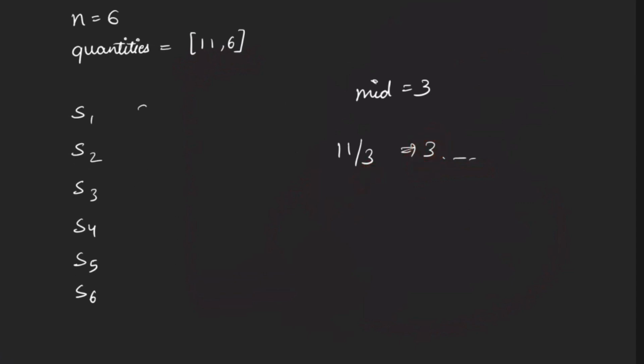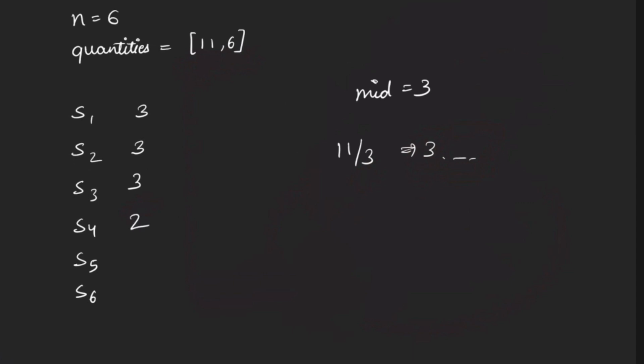So here I assign 3, here I assign 3, here I assign 3. Now this total is 9, right? But still we are left with 2. That's why we got a decimal number here. So for this remaining decimal, we need 1 more store. For the remaining 2 quantity, we need 1 more store to assign, right?